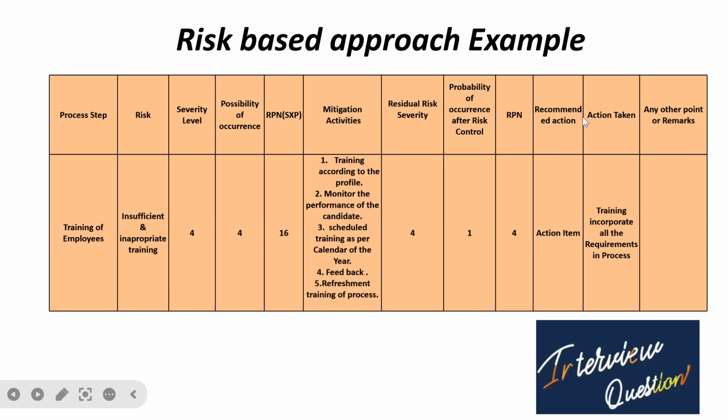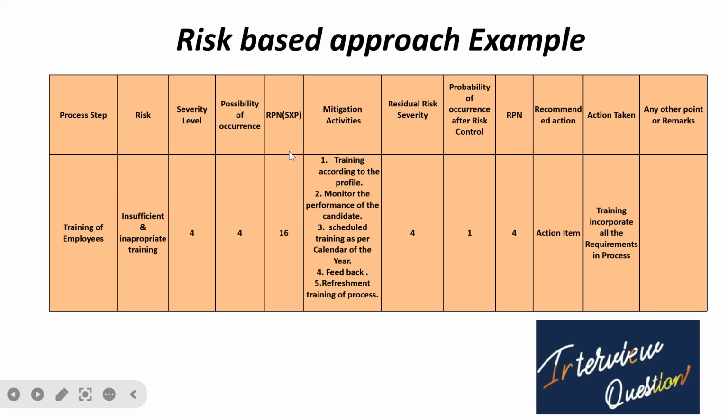We can then mitigate the risk, so the recommended action will be an action item. You have to identify the training action, incorporating all requirements in the process. So this is the action, and if any other point, you can just add on.